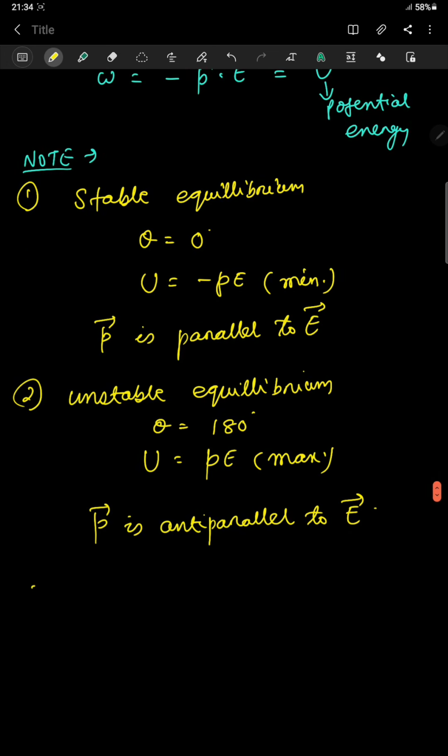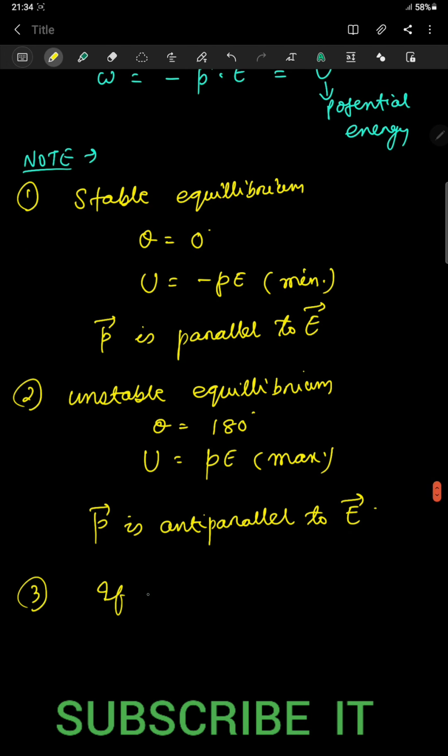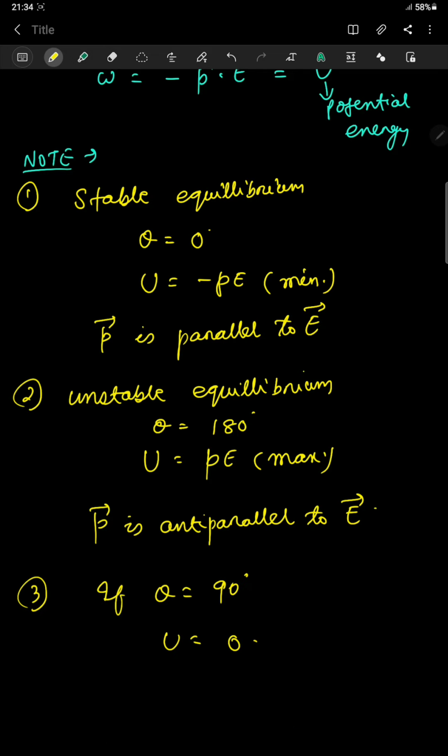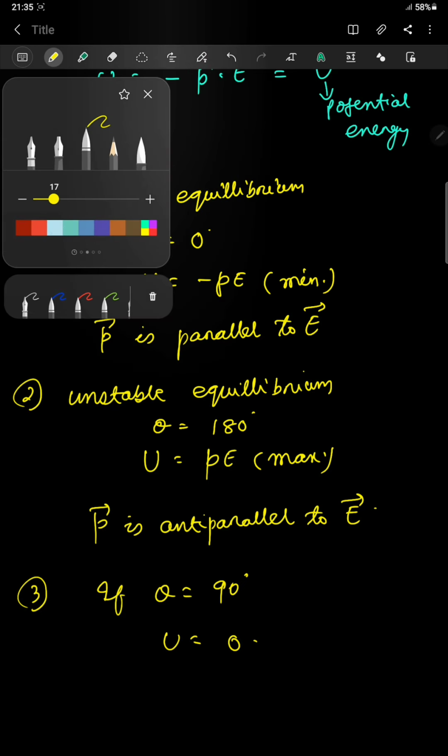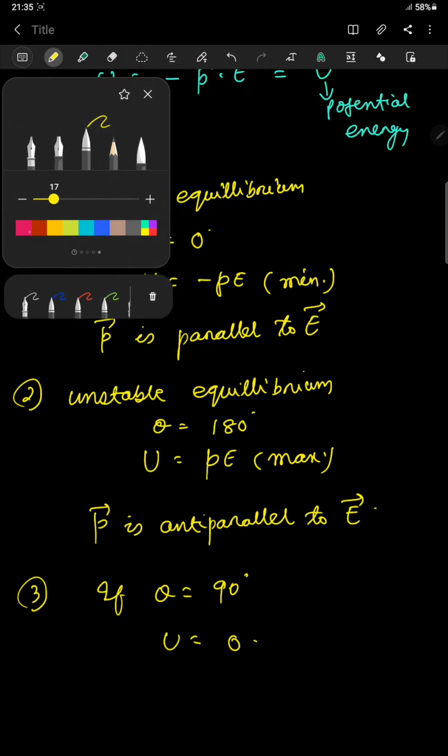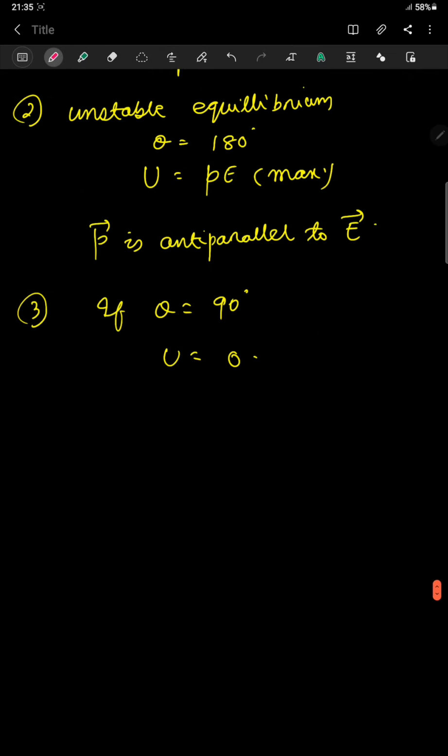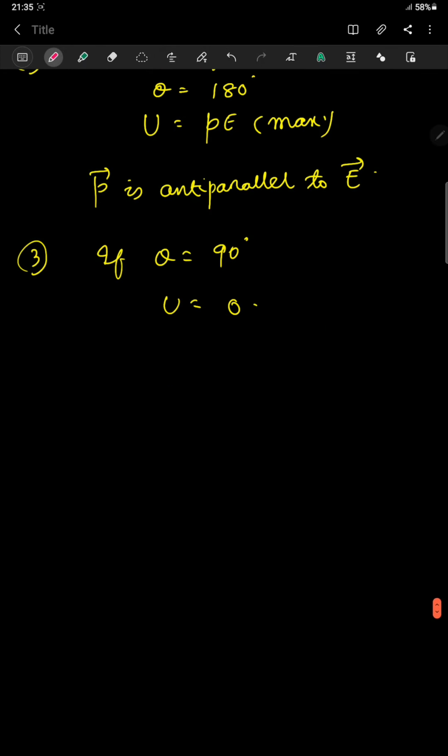Third case, if theta is equal to 90 degrees, then what will it be? Your potential energy will be 0. So this is all about potential energy due to a dipole in a uniform electric field. The second part we are going to study is the potential energy of a system of three point charges.